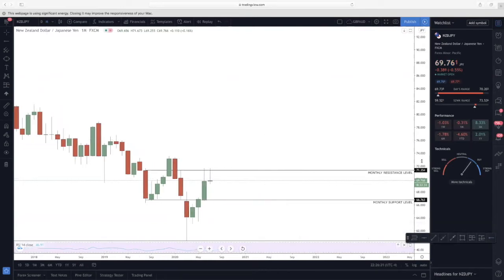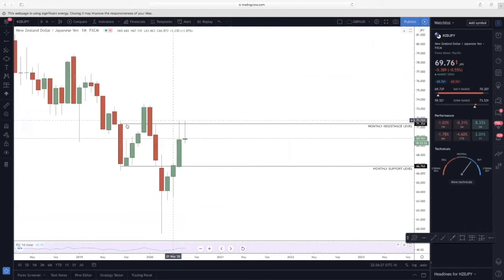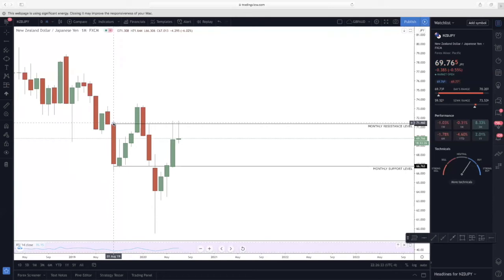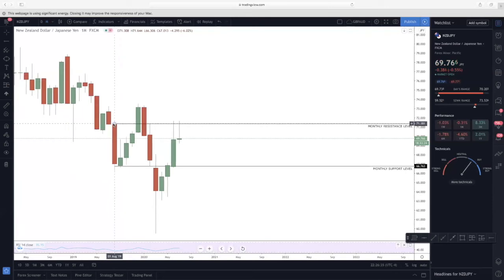So pretty much what I just had marked off right here, I have in August of 2019, price had fallen past this. We had a nice drop. And then at the beginning of August of 2019, this had become our newfound monthly resistance level around the 71 cent area, right?